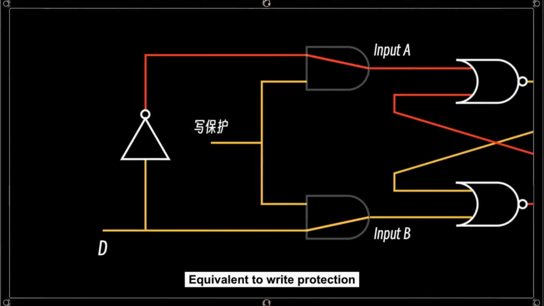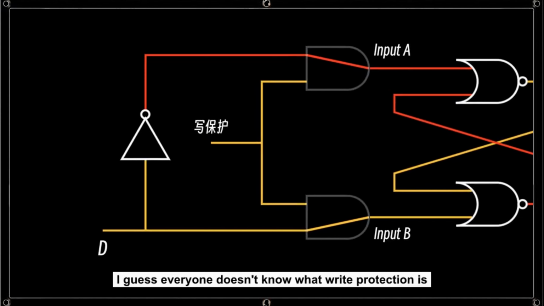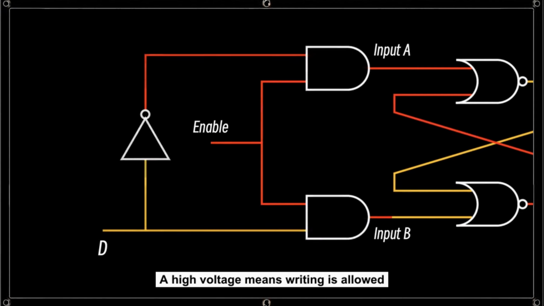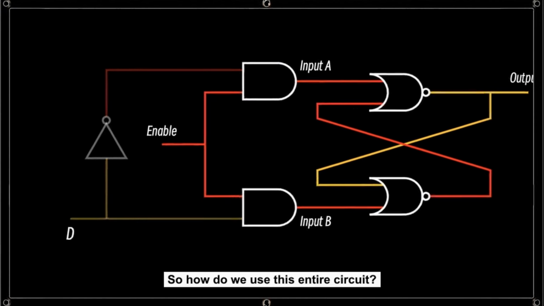Equivalent to write protection. I guess not everyone knows what write protection is. We will refer to this input as the enable signal. A high voltage means writing is allowed. So how do we use this entire circuit?